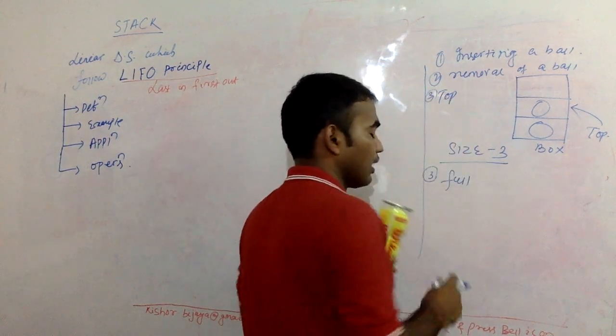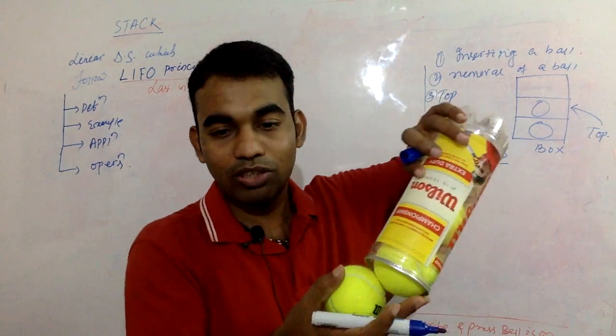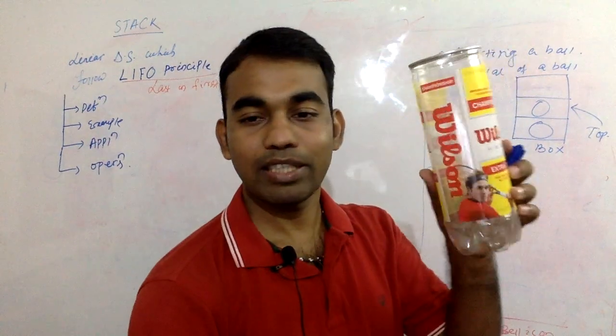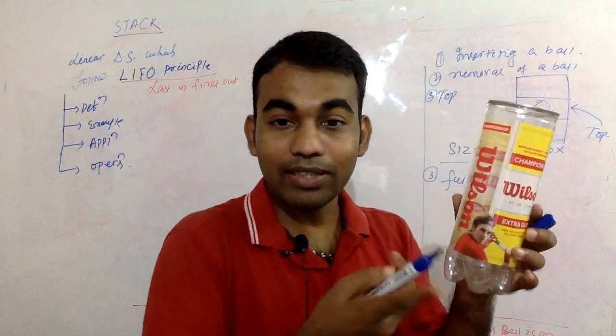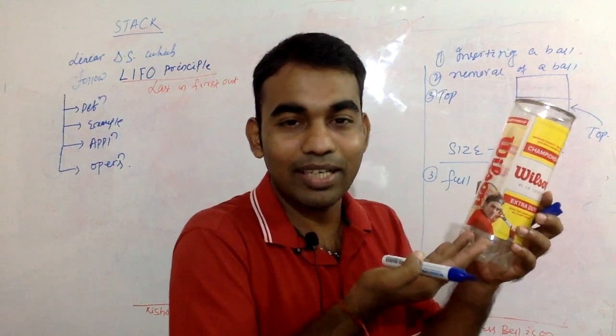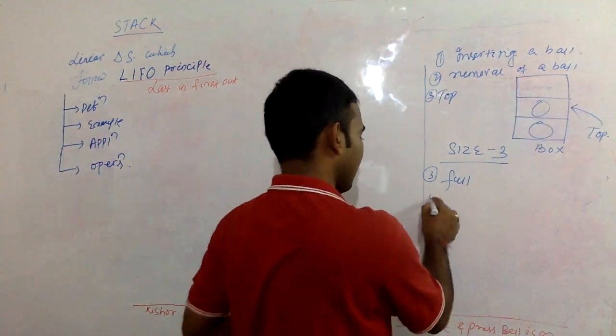Then fourth is full. And if no balls are there, suppose I will remove all the 3 balls. Suppose I will remove all the 3 balls now. Now it is empty, right? Now it is empty. But I will ask that, okay, give me one more ball. Can I give it? No balls are there. So how can I give it, right? So that is known as empty.